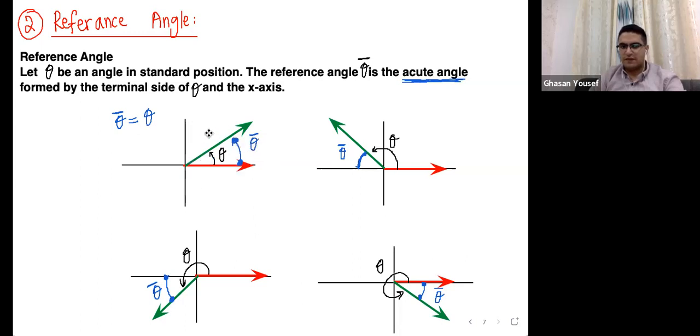So the reference angle for the first quadrant is the same as the original angle. For the second one is this. Third one is this. Fourth one is this. I'm going to give you a table. This table will help you a lot for all this section and the next section for the reference angle. The angle in the first quadrant, the second quadrant, the third quadrant and the fourth quadrant can have the same reference angle.